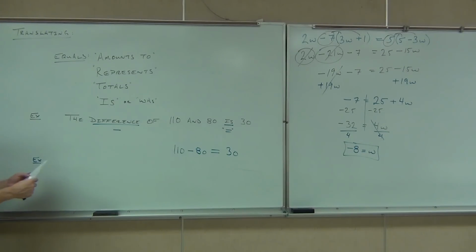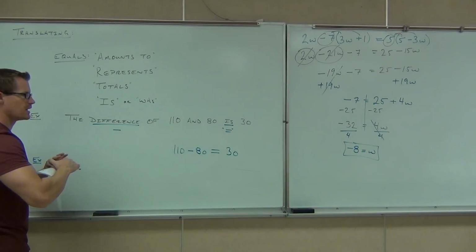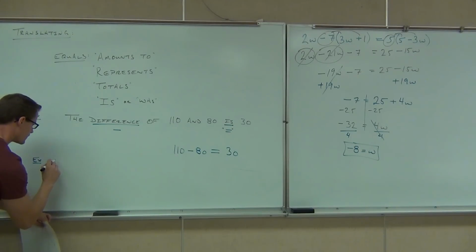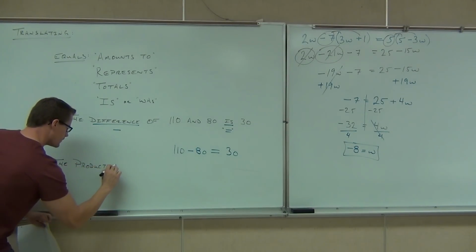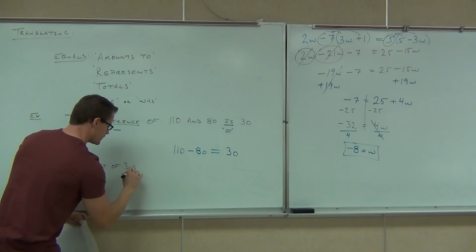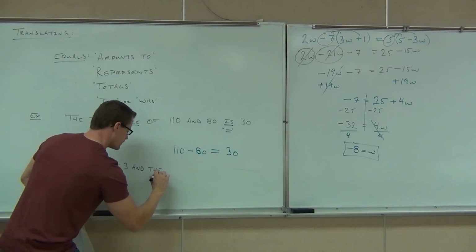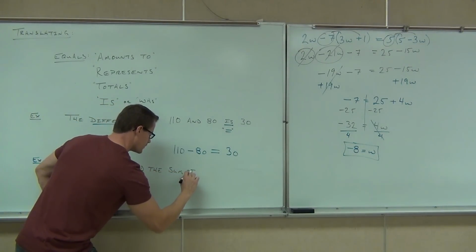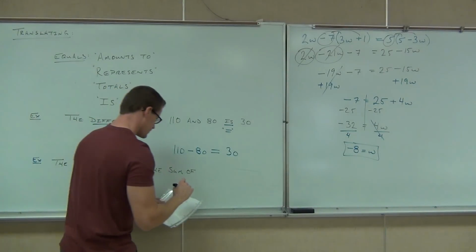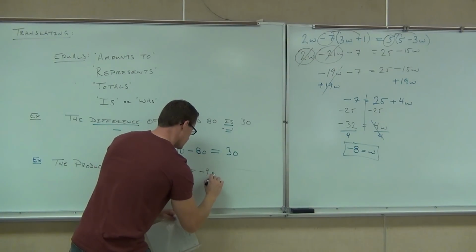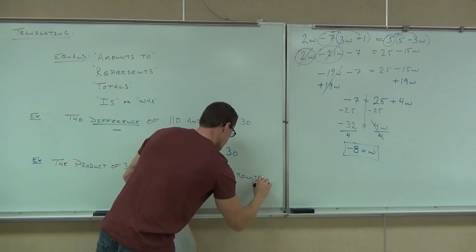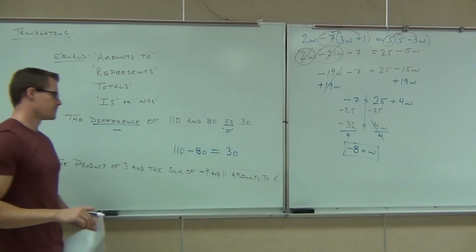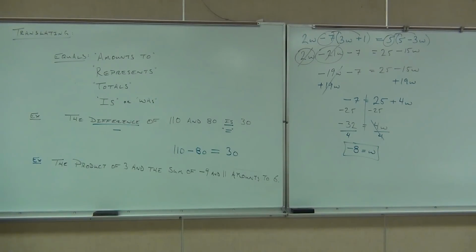Let's try this. The product of 3 and the sum of negative 9 and 11 amounts to 6. Go ahead and write that down.